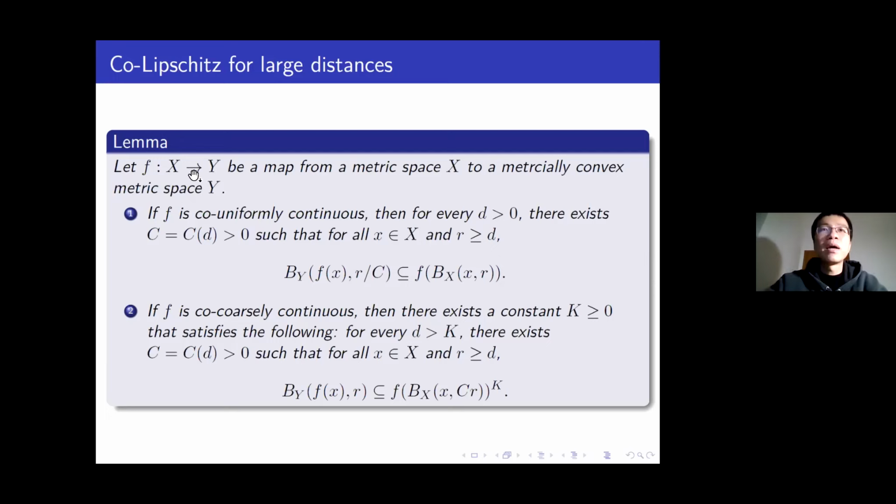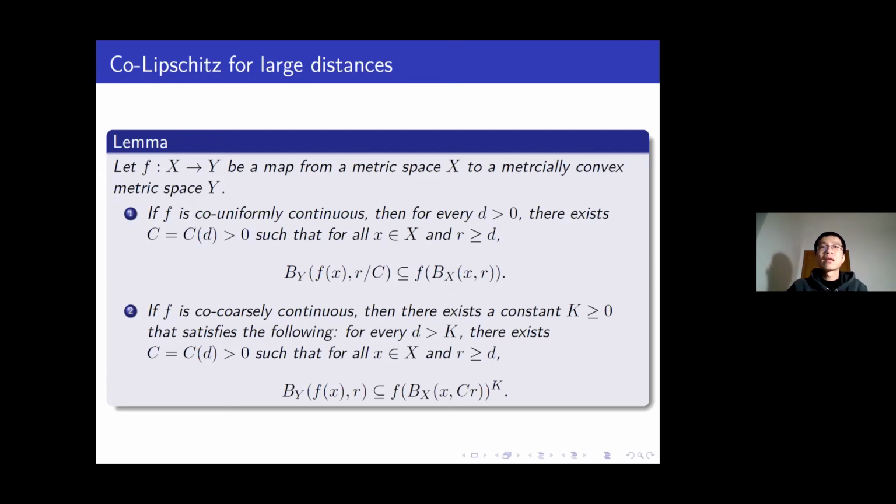So now you have a map F from a metric space X to a metrically convex metric space Y. First, if F is co-uniformly continuous, then for every D positive, there exists a C only related to D, so that F satisfies this co-Lipschitz condition only when the radius R is larger than D. So these co-uniformly continuous maps are actually co-Lipschitz when distances are large.